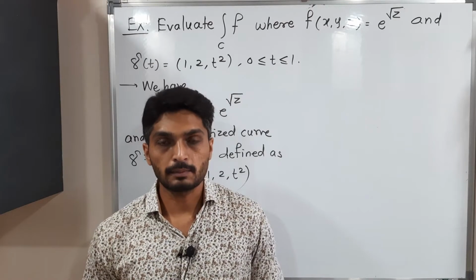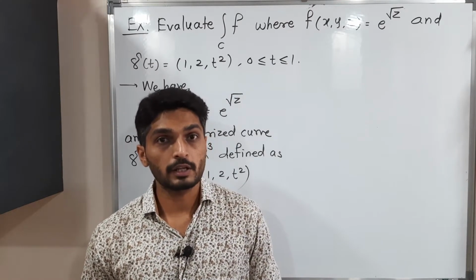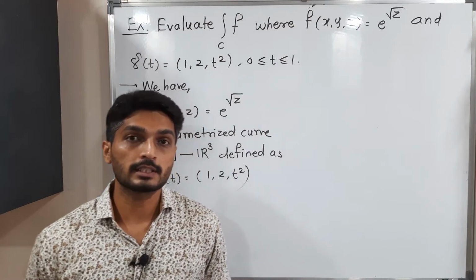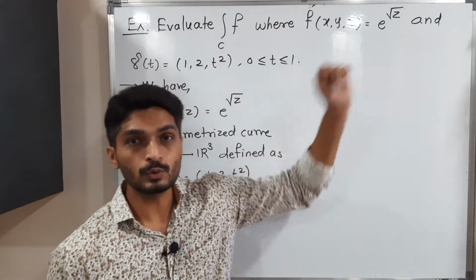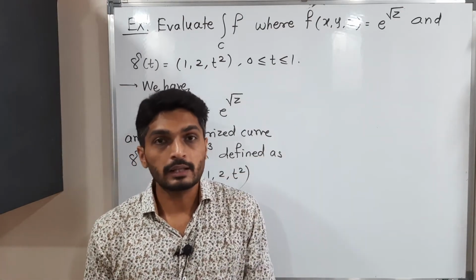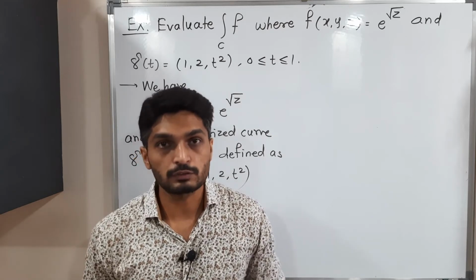Let us discuss this example. In this example, we have a function f, which is defined as f of x, y, z equal to e raised to root z, and we have a curve. They have directly given a parameterization of a curve.